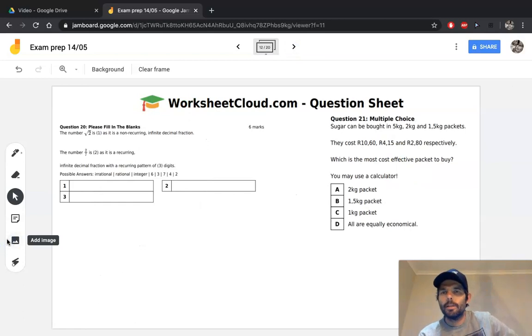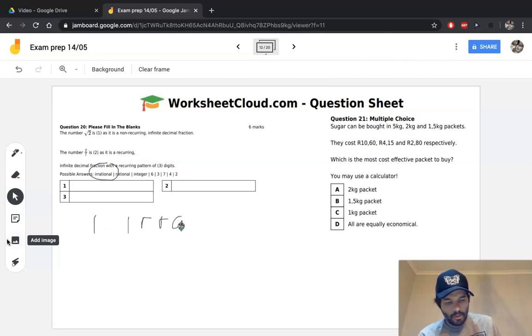You need to fill in some blank spaces. So the square root of 2 is what? As it is a non-recurring infinite decimal fraction. So if it's non-recurring and it has no end, then it is irrational. Okay? So your first answer in number 1 is going to be irrational. Okay? Let's write that there.